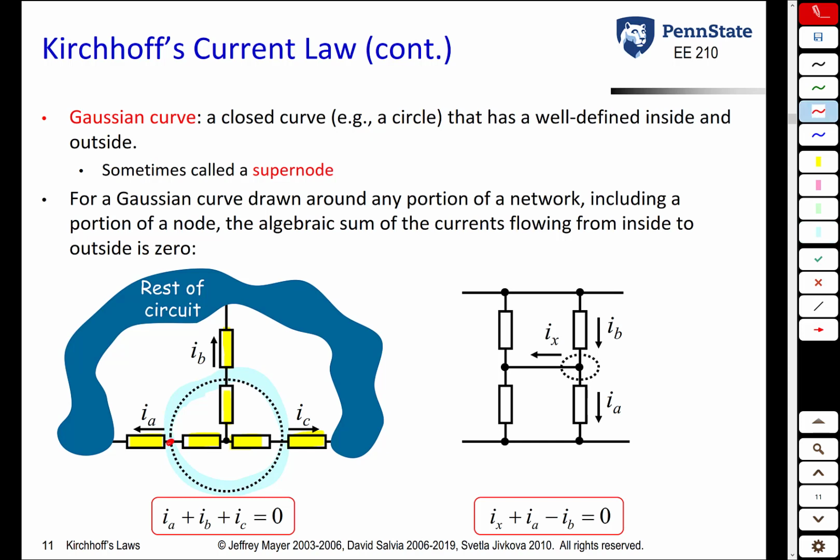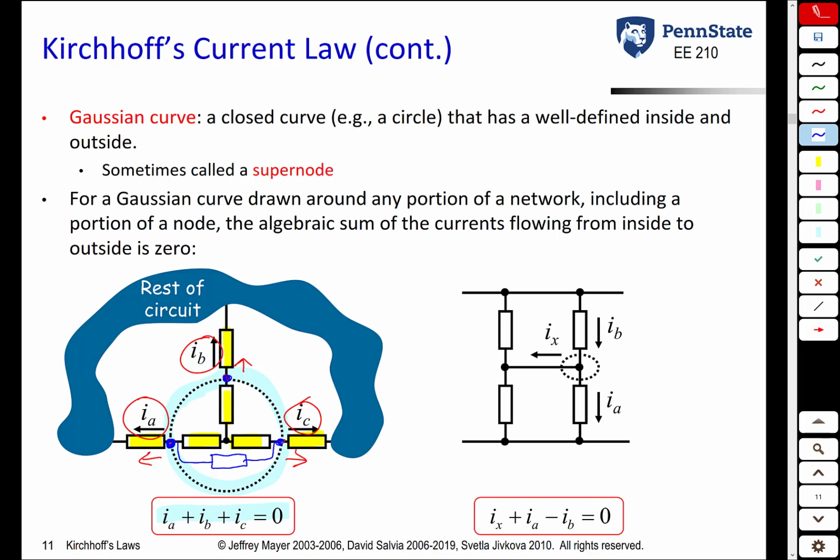So it leaves at this point, so that's that current. Leaves at this point, that is that current. Leaves at this point, that is that current. So we get that IA plus IB plus IC is equal to 0. And even if you had more components in here, for example, maybe there's a component here that looks like that, we still have that IA plus IB plus IC is equal to 0.